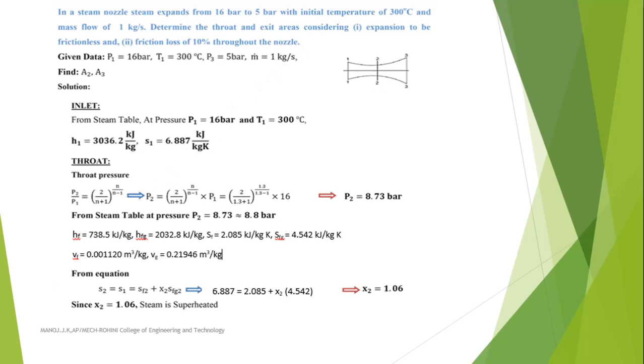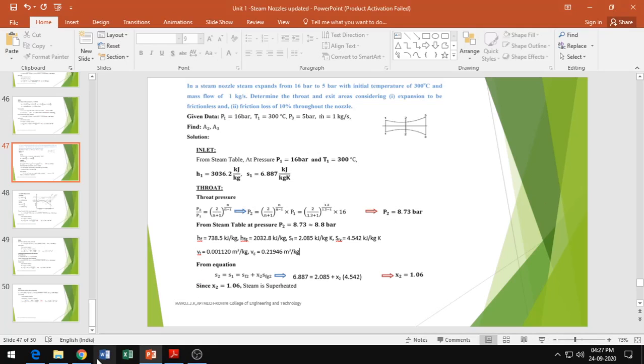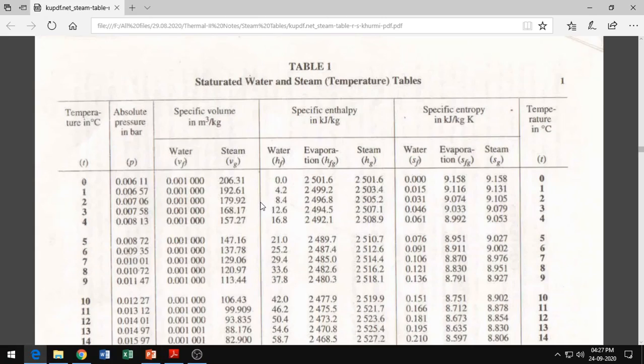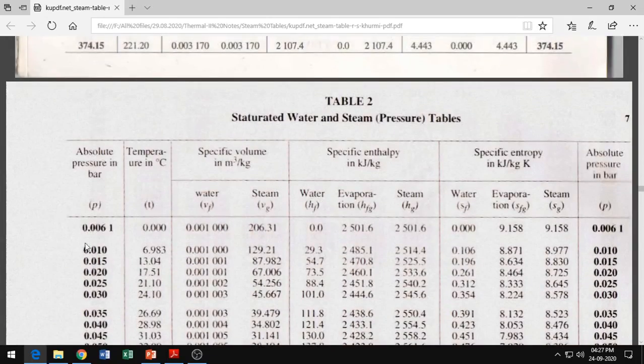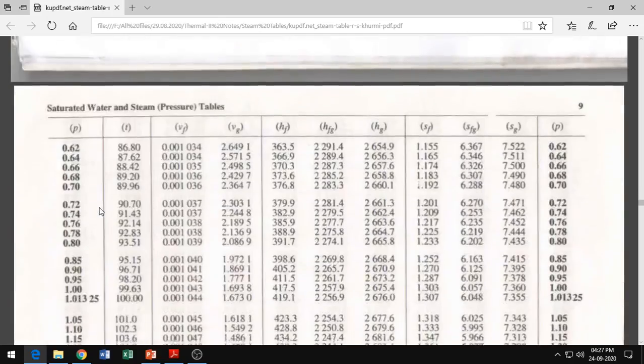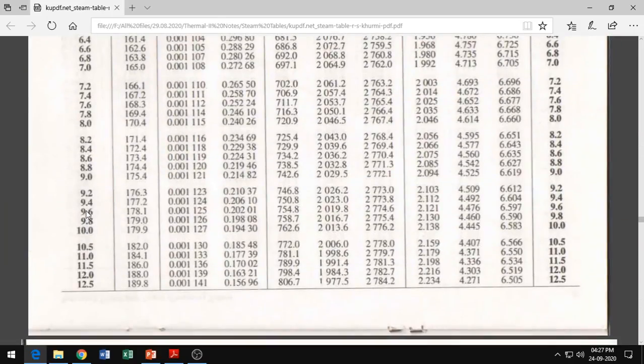When we look for the pressure P2, 8.73 bar, the exact value is not available in the steam table, so we round the value. Therefore, we are moving to the steam table. I am referring to the saturation table for pressure because the pressure is the known value. This is the saturated water and steam table for pressure. I am searching for 8.73 bar. Look here, 8.6 and then 8.8, which is very near to 8.73. So I am considering 8.8, and taking all the values for 8.8 bar pressure.